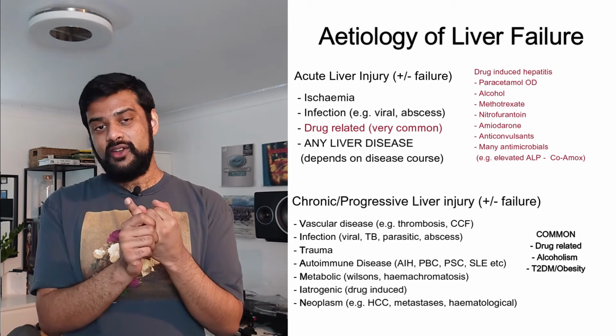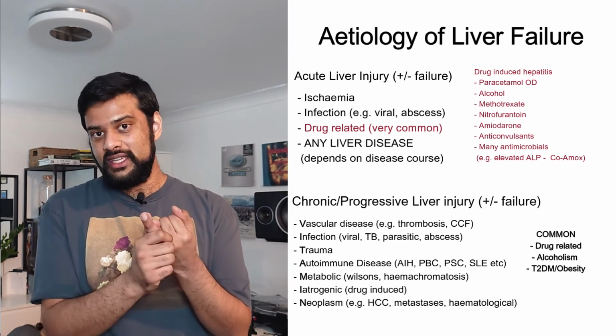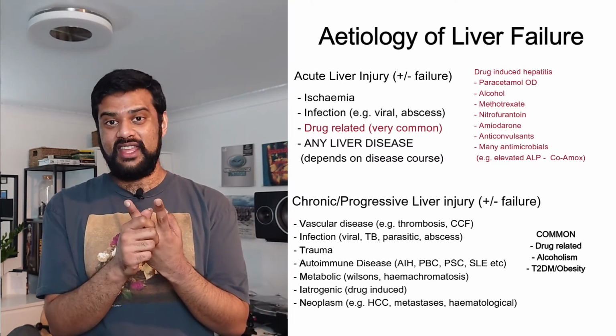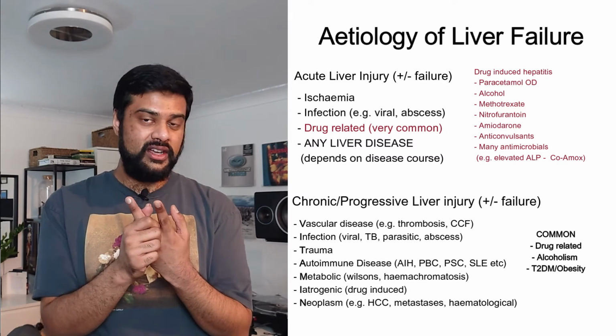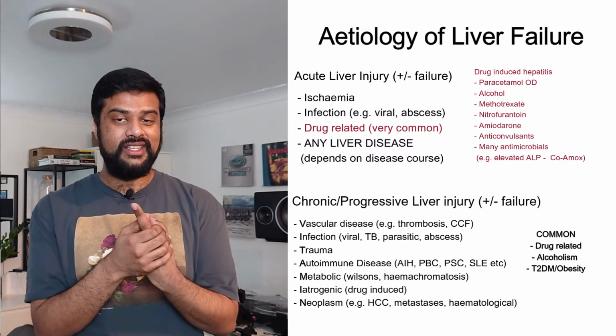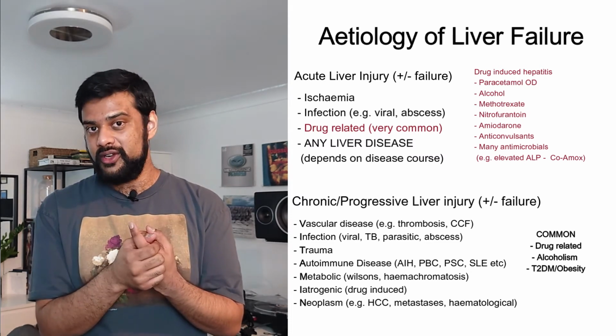I for infection, so is it a viral hepatitis? Is there an abscess there? Is it parasitic? Did they have HIV? T for trauma, someone punched them in the liver. Have they had a road traffic accident, for example? A for autoimmune, so is it an autoimmune hepatitis? Is it a primary sclerosing cholangitis, primary biliary cirrhosis?